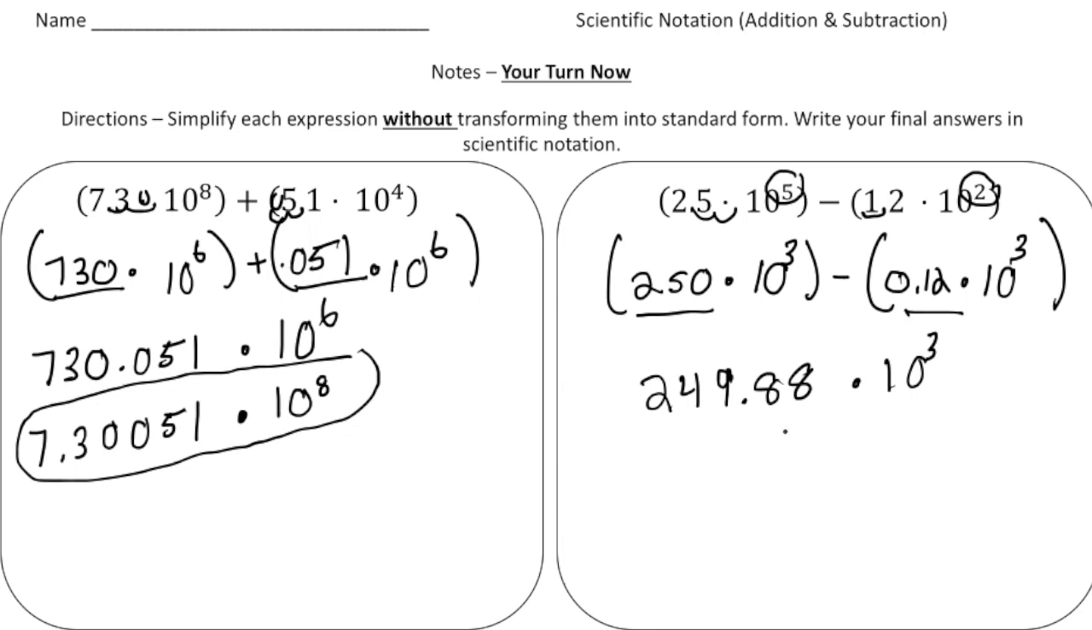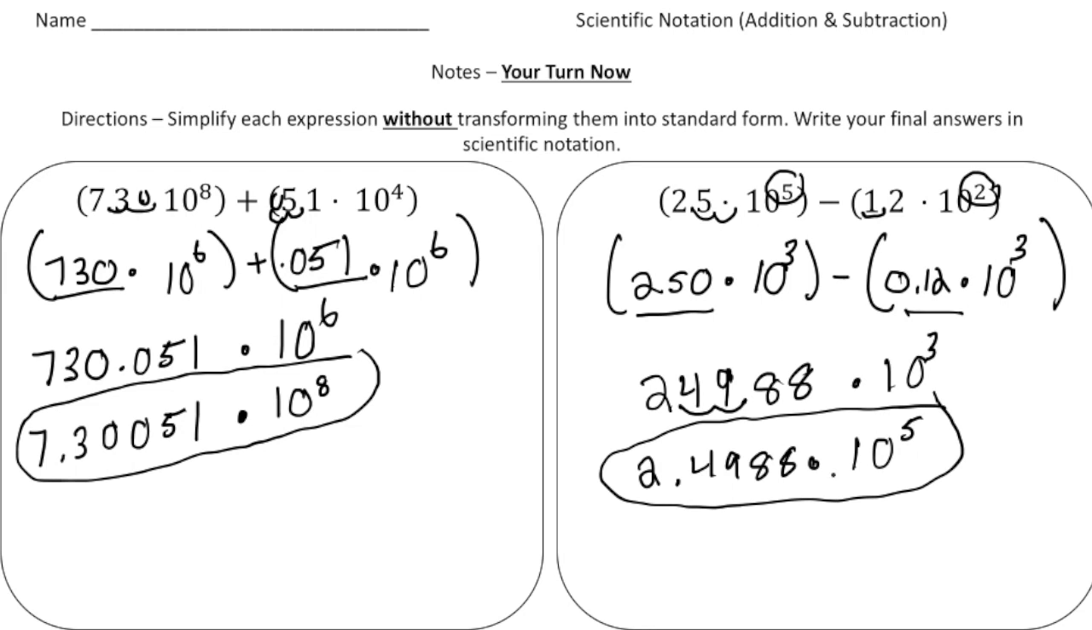Now this is not written in scientific notation, right? So I need to put this decimal between the 2 and the 4. So in order to do that, I need to divide by 100. So that's going to make it 2.4988 times. Now because I divided by 100, I need to multiply this one by 100. Okay? So that's going to make that 10 to the 5th. And there's our answer. All right, how'd you do?